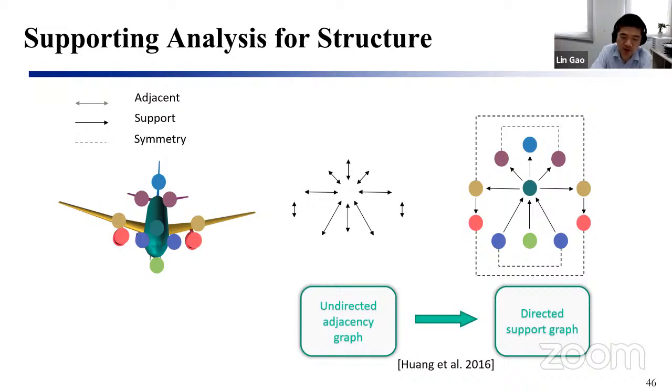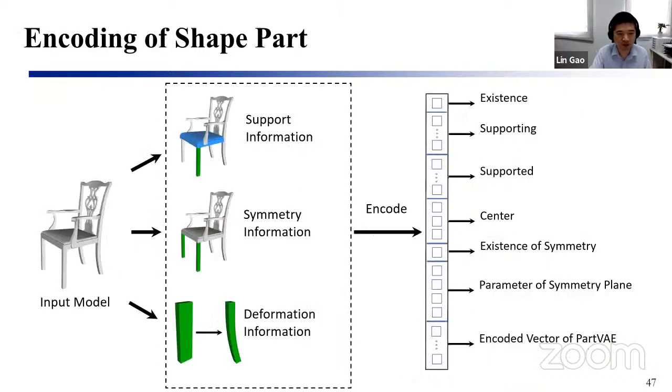And this support relation will be used to model the structure. And now we have encoded all the information of the 3D model about the geometry detail. The geometry detail is the deformation here. And also the structure has been modeled as the support graph. So given each model, we could do the support analysis and the deformation approximation. And then we should analyze the symmetry.